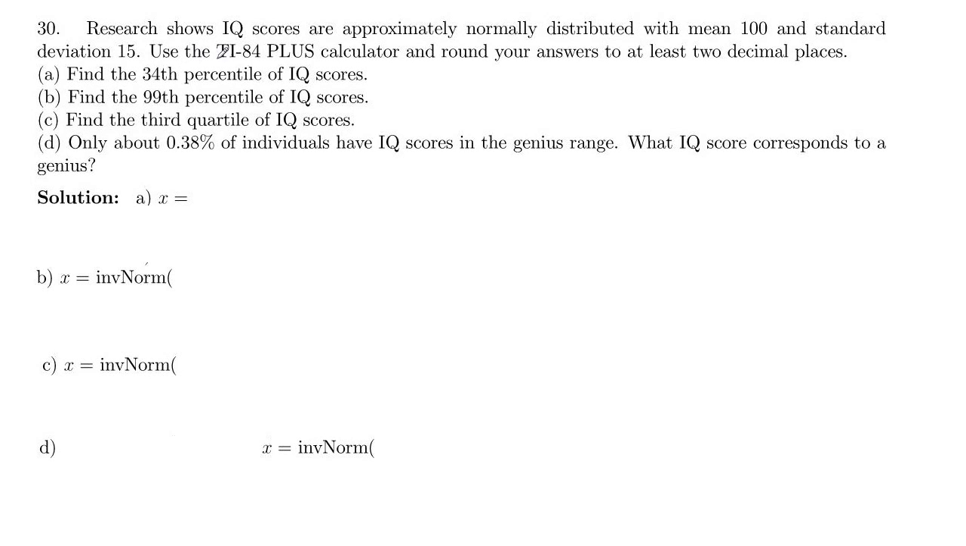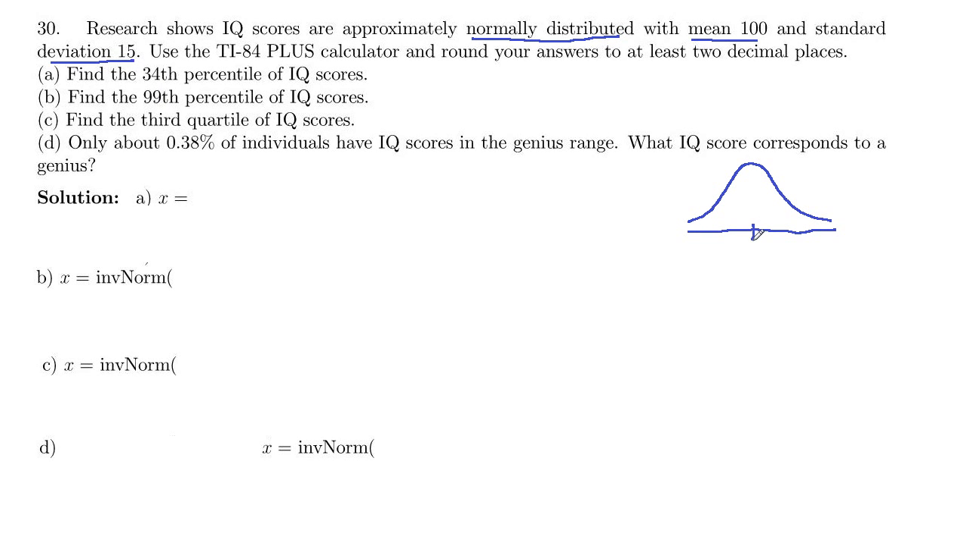In problem 30, we are looking at the IQ scores again that are approximately normally distributed with a mean of 100 and a standard deviation of 15. We first want to find the 34th percentile using the calculator. So remember what percentile means. Percentile is the data value with that percentage below it.